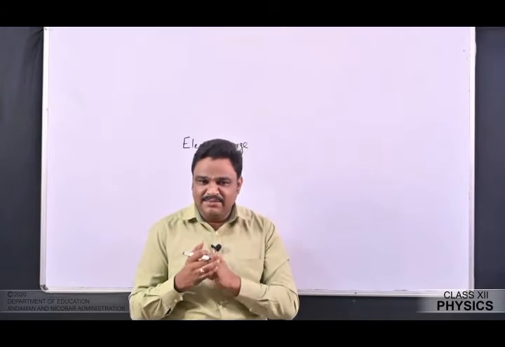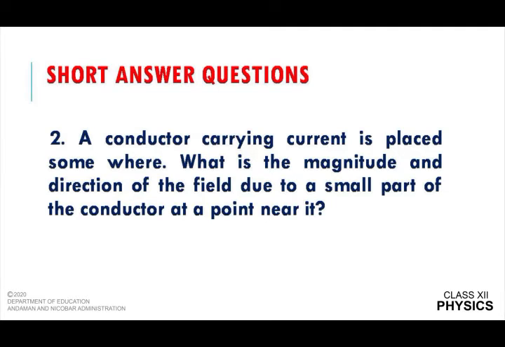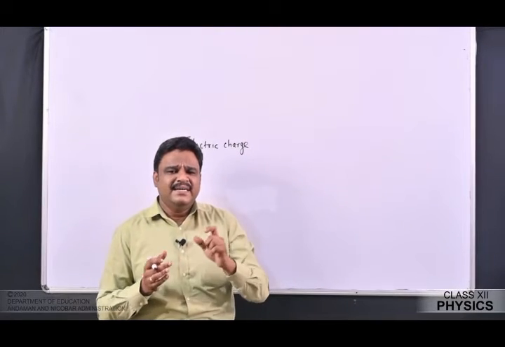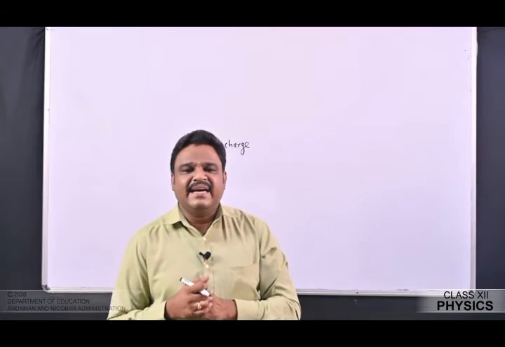So I can get into my second question. A conductor carrying current is placed somewhere. What is the magnitude and direction of the field due to a small part of the conductor at a point near it? I'm going to read the question once again. Obviously the question seems to be a little bit twisted, but ultimately they are asking Biot-Savart law.